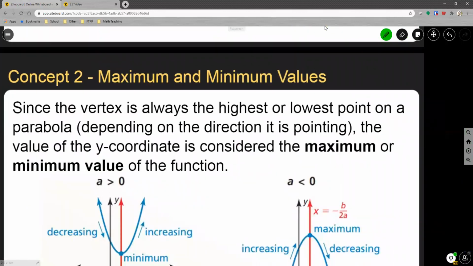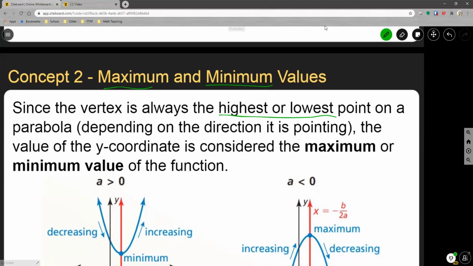So goal 2 is a new concept. It's called the minimum and maximum values, or the maximum and minimum values, because I apparently like to reverse things when I'm recording videos. So since the vertex is always the highest or lowest point on a parabola, that depends on the direction it's pointing. If it's pointed up, it'll be the lowest point. Think about it like the lowest point in a valley. Or if the parabola is pointed down, it looks like a mountain, and the vertex will be the top point on that mountain.